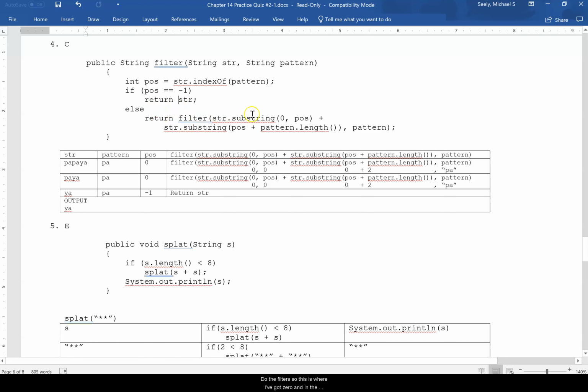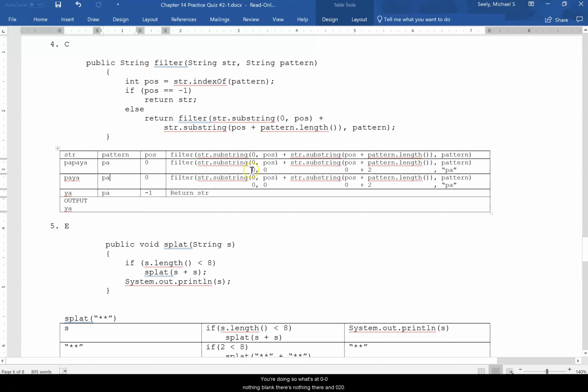Else, we do the filter. So this is where I've got 0, and then the position is 0. So I got 0, 0 right there. Plus, we've got POS, which is 0, plus the pattern.length. Pattern of PA is 1, 2. The PA is 1, 2. So you got 0, 2. And then the pattern's PA. Okay.